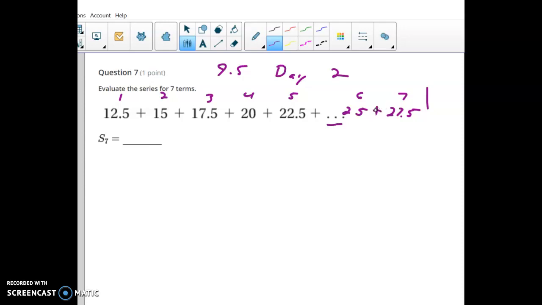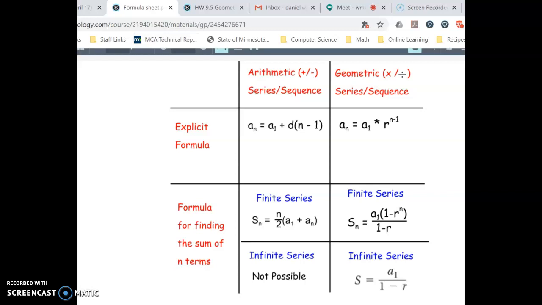But if you want to get more practice with the formulas, because if this said, evaluate the series for 100 terms, I don't want to list all 100 out. That's going to take me forever. So again, you've got to figure out which formula to use. And the best thing I can give you is this formula sheet.